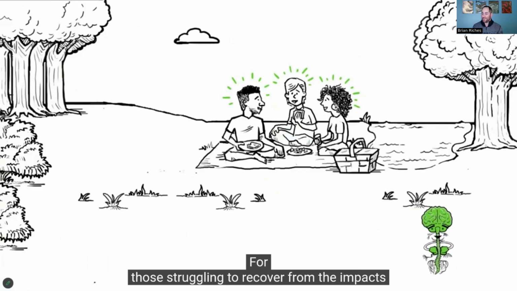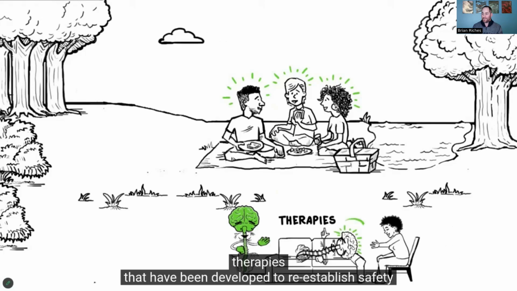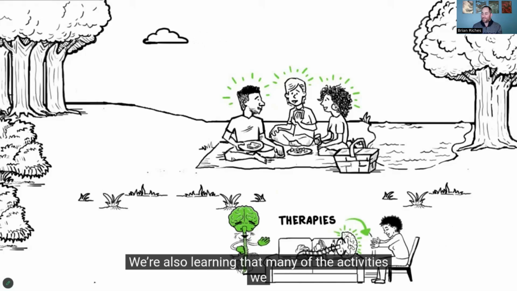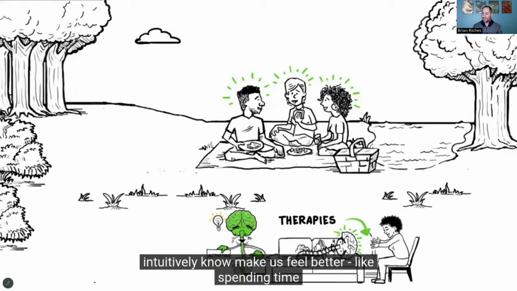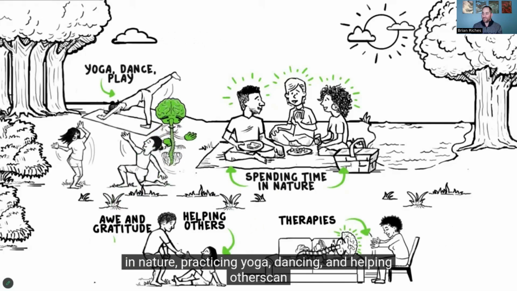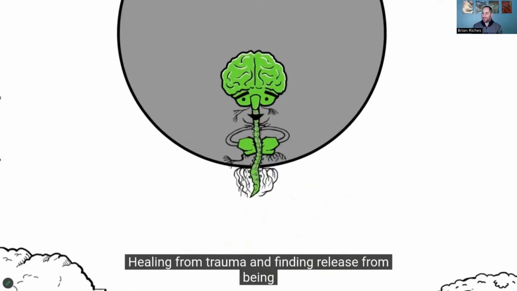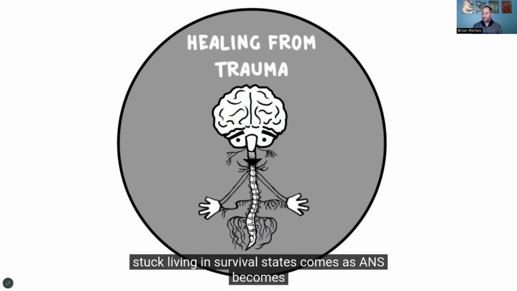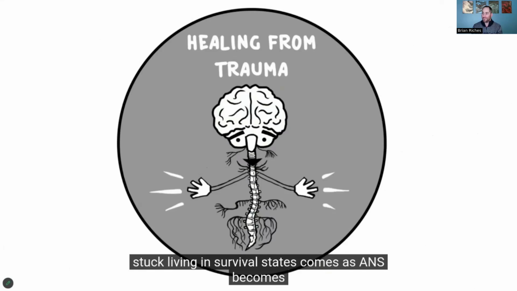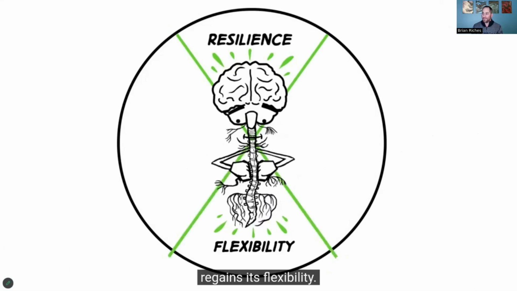For those struggling to recover from the impacts of trauma, there is an emerging field of innovative clinical therapies that have been developed to reestablish safety and regulation to ANS. We're also learning that many of the activities we intuitively know make us feel better, like spending time in nature, practicing yoga, dancing, helping others, and more, can help ANS become more regulated and resilient. Healing from trauma and finding release from being stuck living in survival states comes as ANS becomes regulated, increases its capacity for resilience, and regains its flexibility.